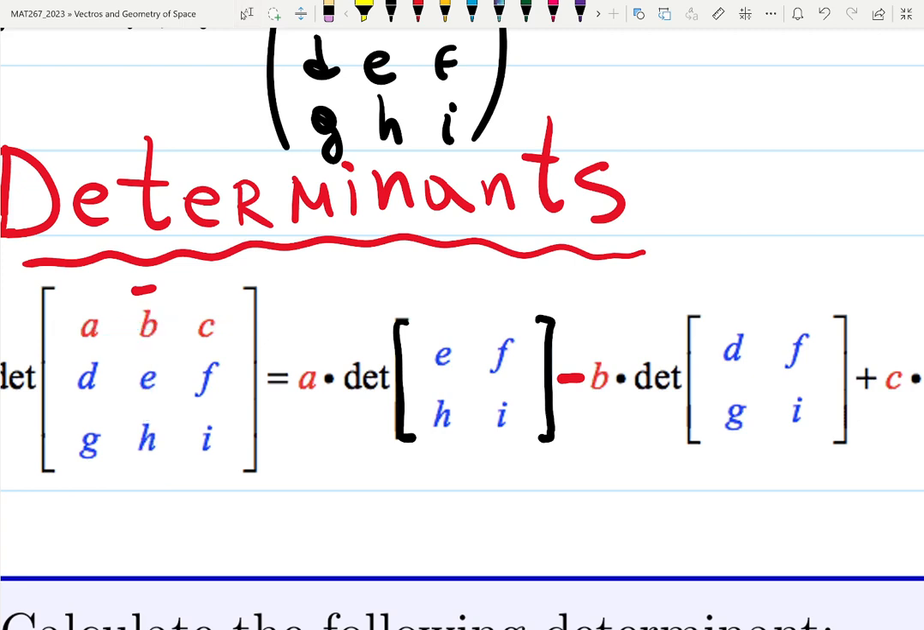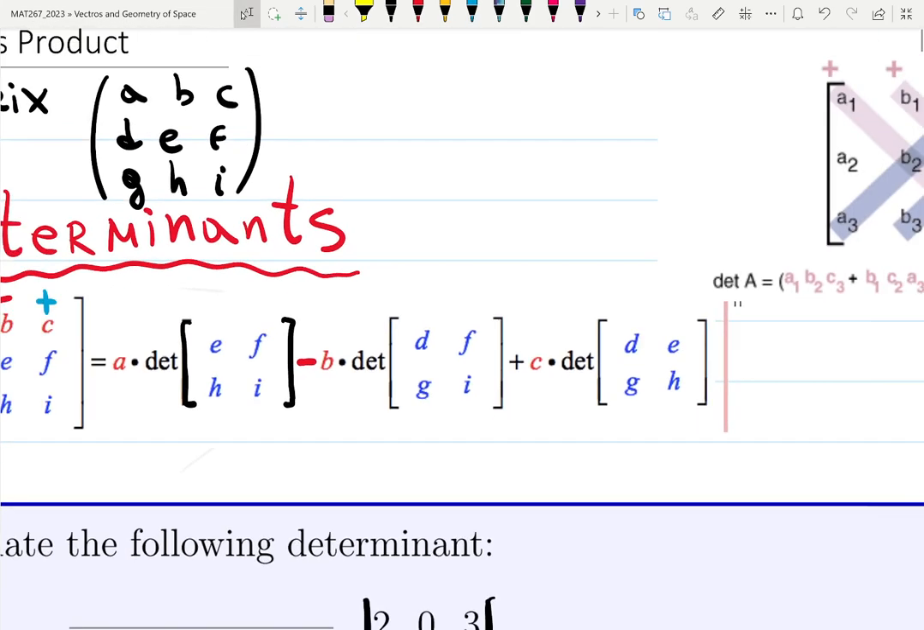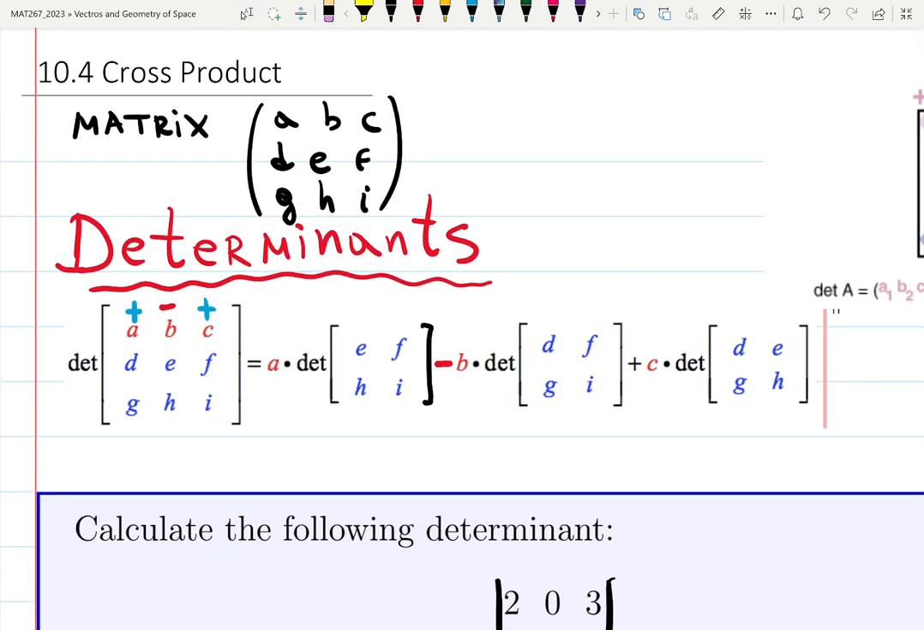Finally, the last one, plus C. So usually people do plus, minus, plus. A, B, C. Plus C, again, the bomb destroys everything in a row and in a column, and you have D, E, G, H. That's the definition. To be honest, most of us don't remember the definition, we just do it. It's more of a practical tool than actually a theorem in this case. We just know how to do it.